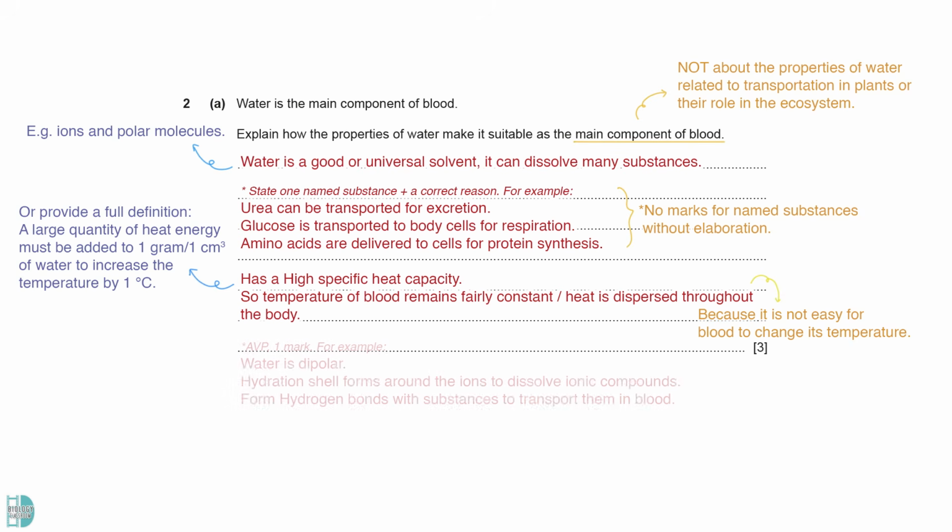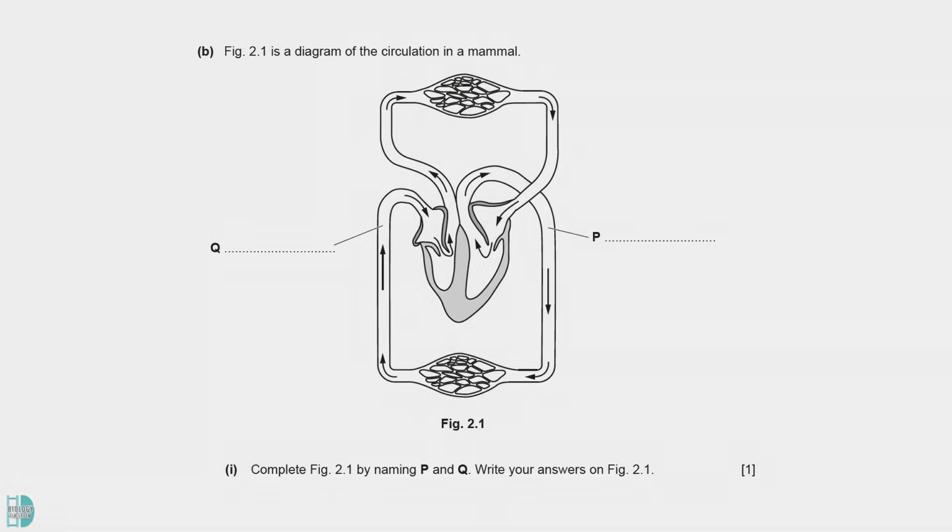There is a mark for AVP. You can discuss the dipolar features of water molecules and how this can help to dissolve ionic compounds for transportation. Q delivers blood to the right atrium. It is the vena cava. P is the aorta. It carries blood from the left ventricle to the rest of the body.